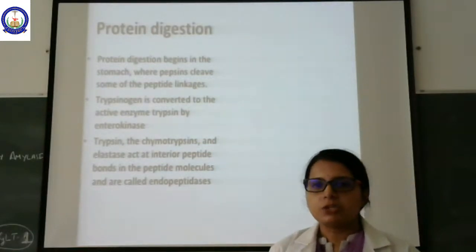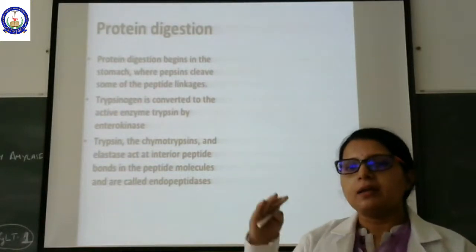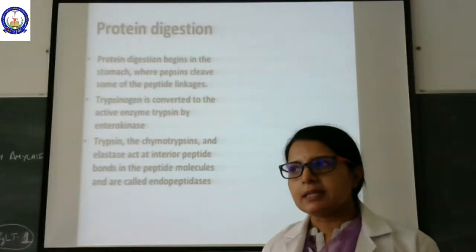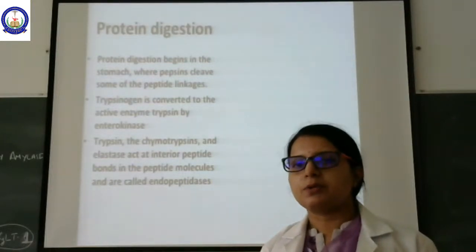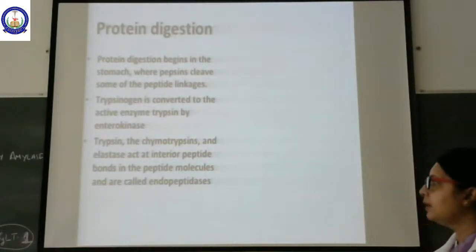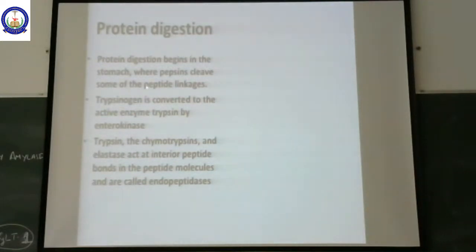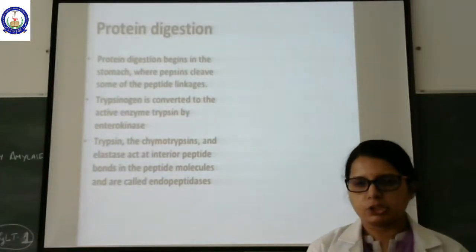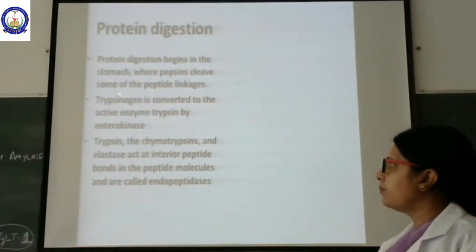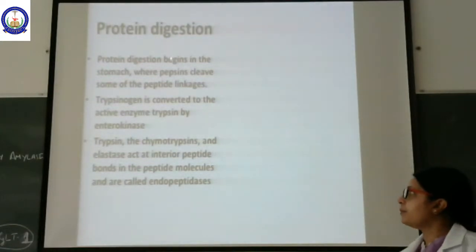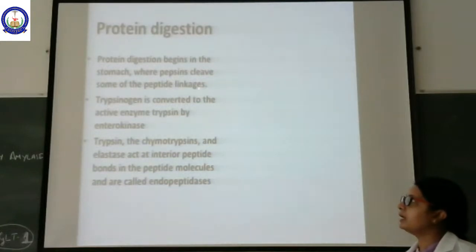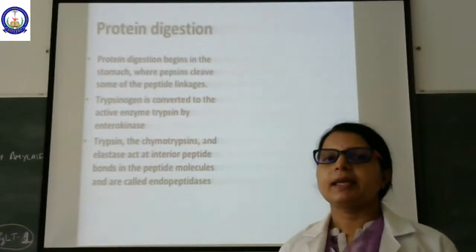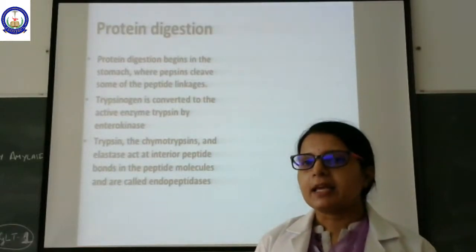Here we need to break the peptide bond so that the proteins are converted into smaller molecules called amino acids. These amino acids can be absorbed by the intestinal epithelial cells. Now, protein digestion begins in the stomach. We don't have any proteolytic enzyme in the salivary juice. That is the reason protein digestion begins in the stomach, where the pepsins cleave some of the peptide linkages. The first proteolytic enzyme which acts on the protein is pepsin, which is secreted in gastric juice.